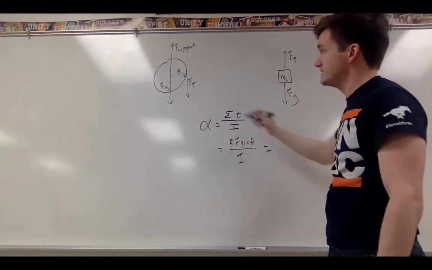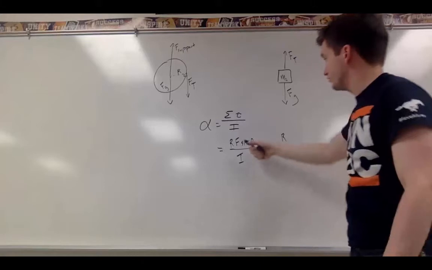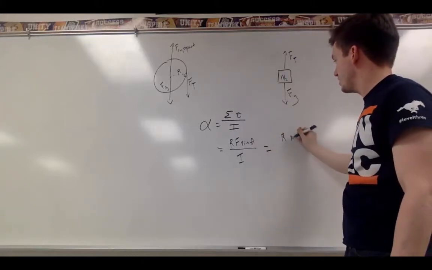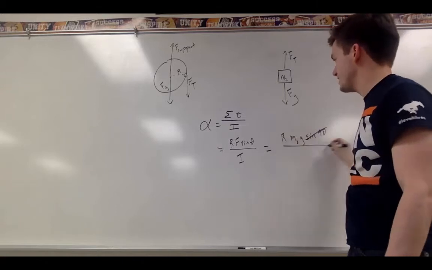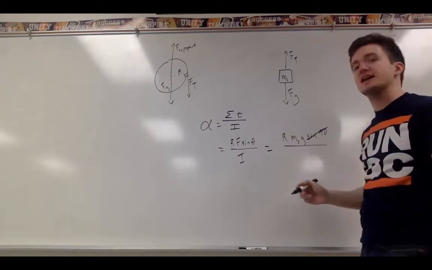The radius is actually the radius. The force that's pulling this down is m2g, and then a sine of 90. You got a point for expanding and getting your net torque right.